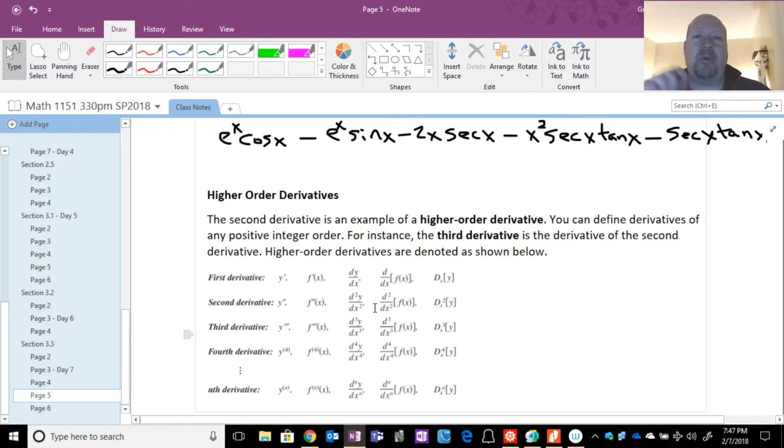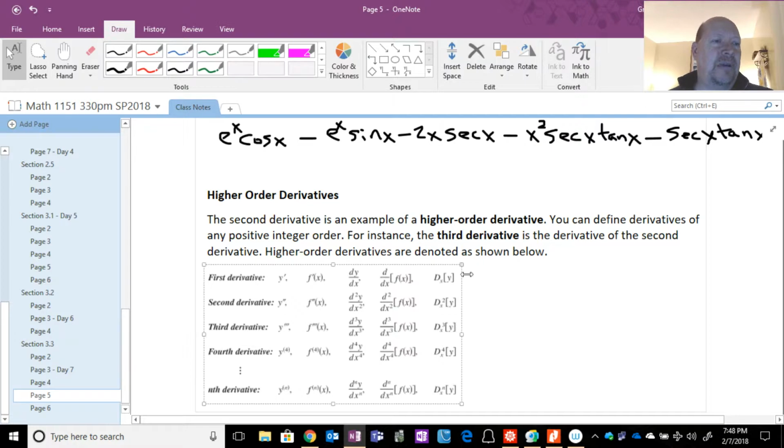So when we've been taking derivatives, we've been just differentiating once, and so that's the first derivative. And so now we want to talk about higher order derivatives. It says on the handout here, the second derivative is an example of a higher order derivative. You can define derivatives by any positive integer order. For instance, the third order derivative is the derivative of the second derivative. Higher order derivatives are denoted as the following.